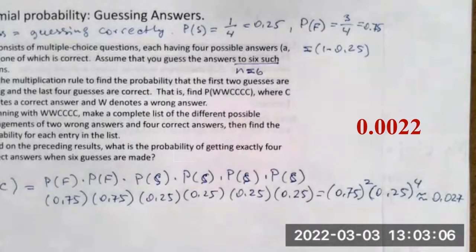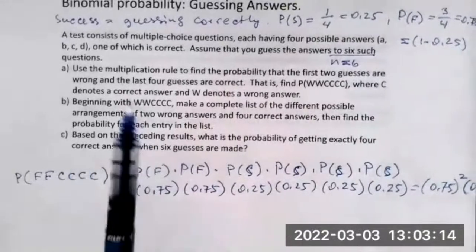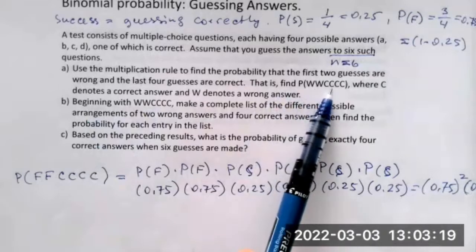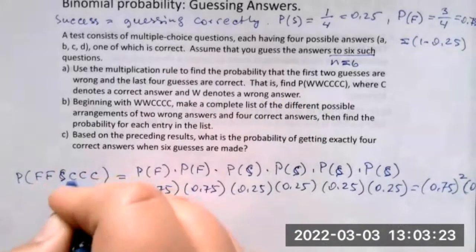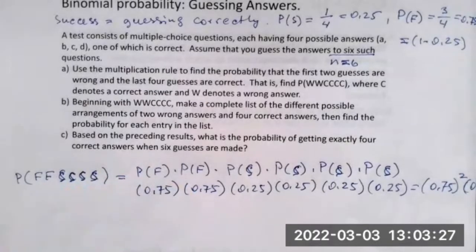So that's my answer to the first question. Okay, so now, they wanted us to use this notation, and we used failure, failure, success, success, success, which is the same. You guys understand that, right?